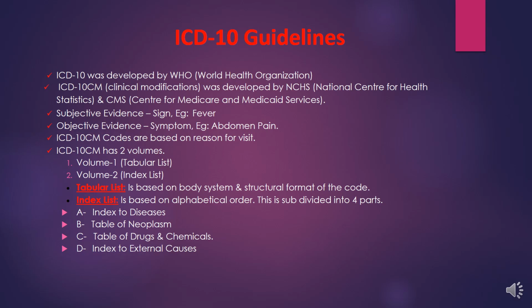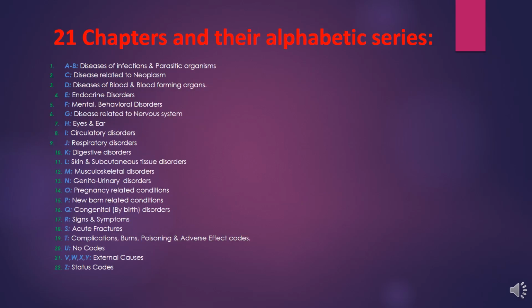ICD-10 has two volumes. Volume 1 is the Tabular List, Volume 2 is the Index List. The Tabular List is based on body system and structural format of the code. The Index List is based on alphabetical order. This is subdivided into four parts: A. Index to diseases, B. Table of neoplasm, C. Table of drugs and chemicals, D. Index to external causes.